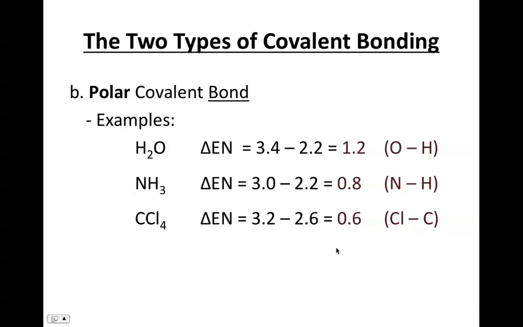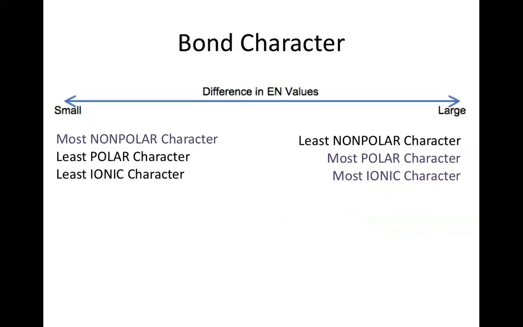So with these three examples, even though we have H2O, we're only looking at the bond between an oxygen and one hydrogen. So oxygen is 3.4 minus hydrogen is 2.2, so we get an electronegativity difference of 1.2, which is much greater than that 0.4. So we have a polar covalent bond between the one oxygen and one hydrogen. Between a nitrogen and hydrogen, we get 0.8, so we have another polar covalent bond. And if I look at the difference between carbon and chlorine, 3.2 minus 2.6, I get an electronegativity difference of 0.6. So still greater than 0.4. So in all of these bonds, we are unequally sharing electrons, so we have a polar covalent bond.